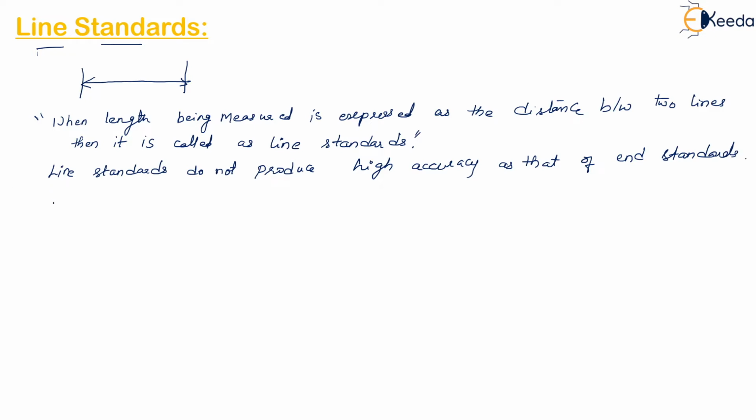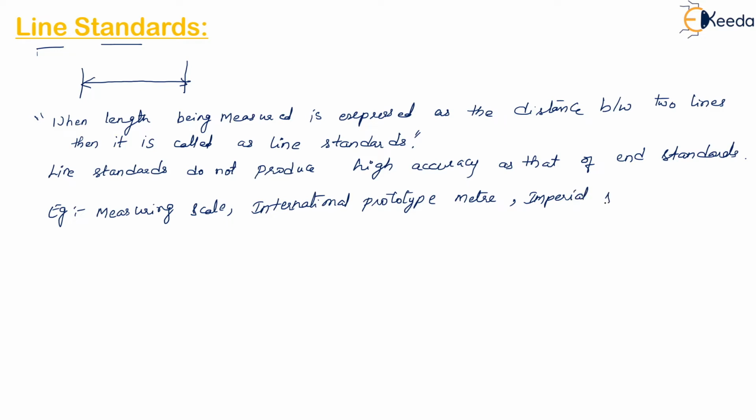Examples for line standards are measuring scales, imperial standard yard, international prototype meter. So examples: measuring scale, meter, imperial standard yard, etc.